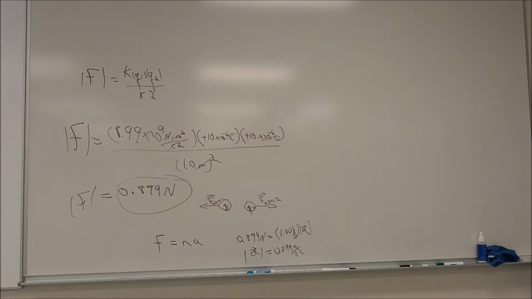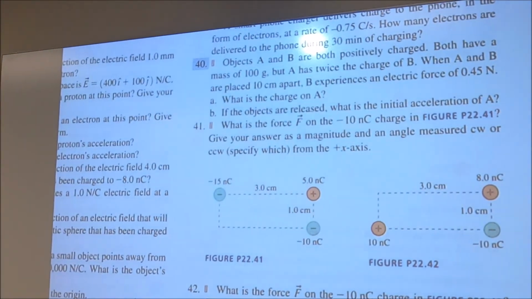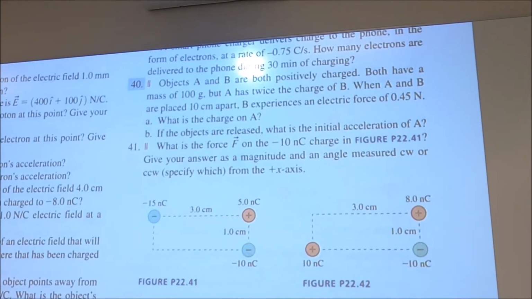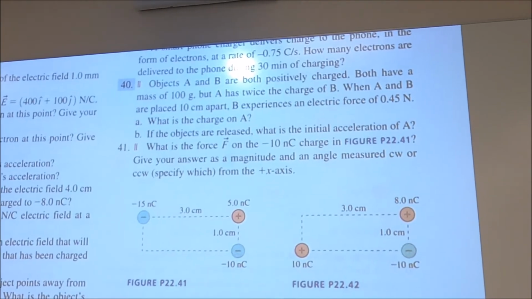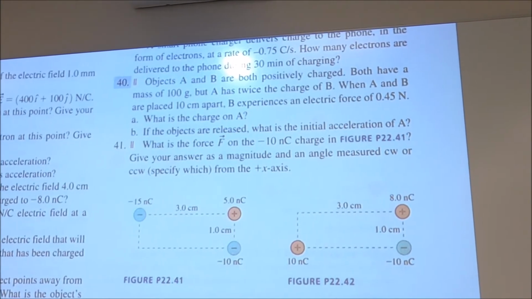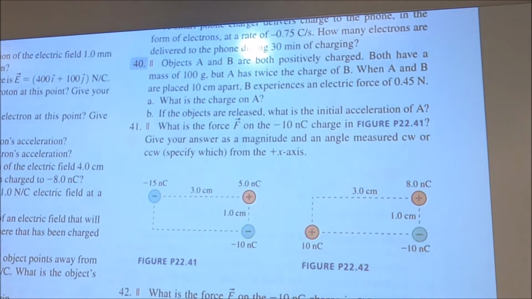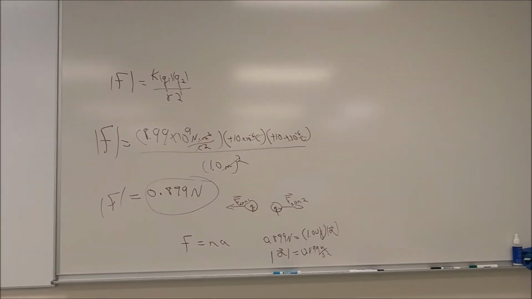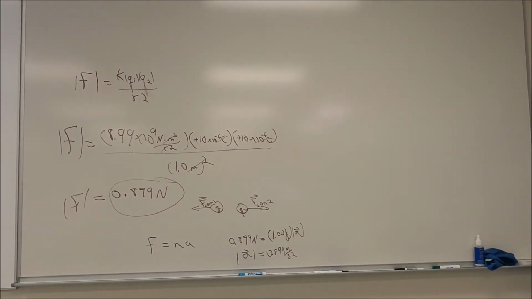Okay, if we look at problem 41, over here. Problem 41 says, what is the force on a minus 10 nanocoulomb charge in figure 22.41? Give the answer as a magnitude and angle measured clockwise or counterclockwise, specify which, from the plus x-axis. Okay? So, let's look at things.